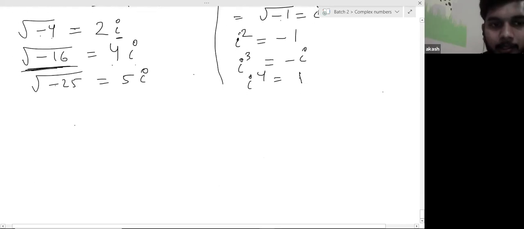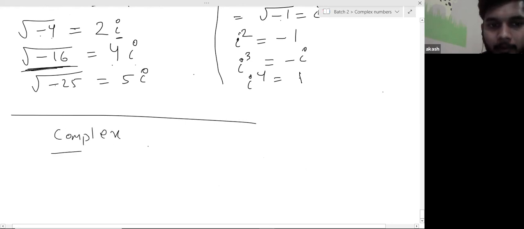Okay. Now see complex number. Who is going to tell us this? Alvia. Alvia, what is a complex number?